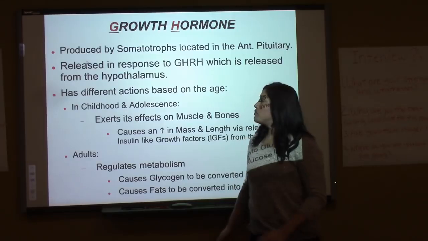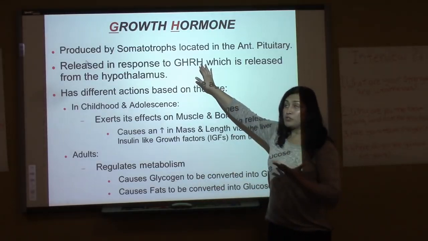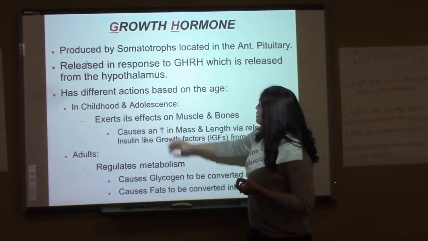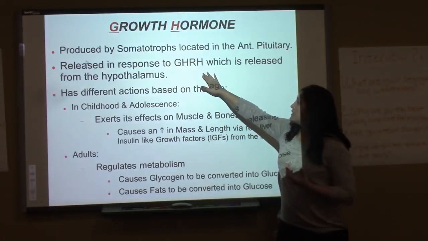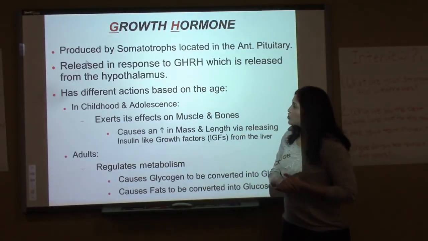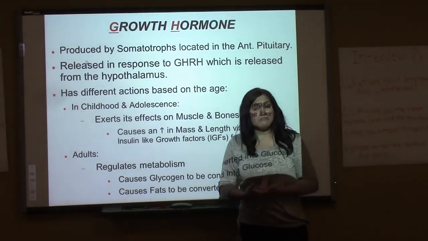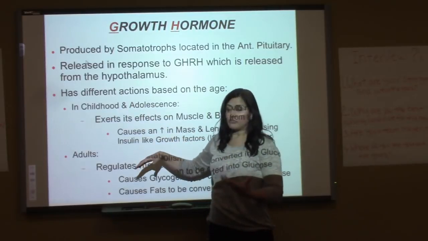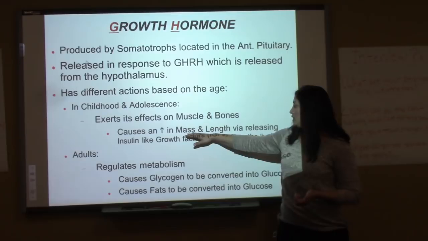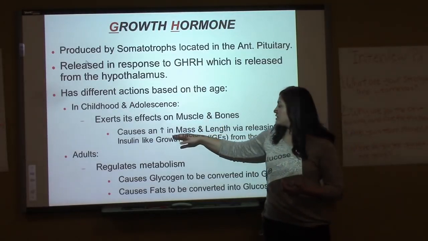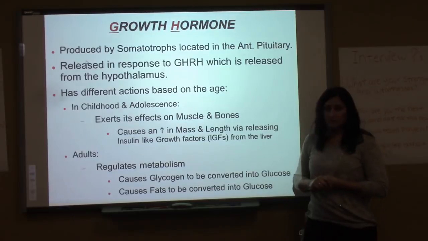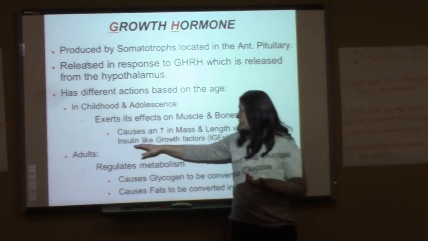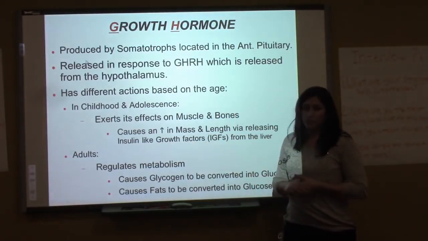Let's quickly talk about growth hormone. Growth hormone is produced and released by cells called somatotrophs, which are located in the anterior pituitary. What causes growth hormone to be released? When the hypothalamus releases GHRH. Now, growth hormone has different functions based on your age. In childhood and adolescence, it stimulates the muscle and the bone, and it increases their mass and length. So it causes your bones and your muscle to grow. And it also causes your liver to release insulin-like growth factors.